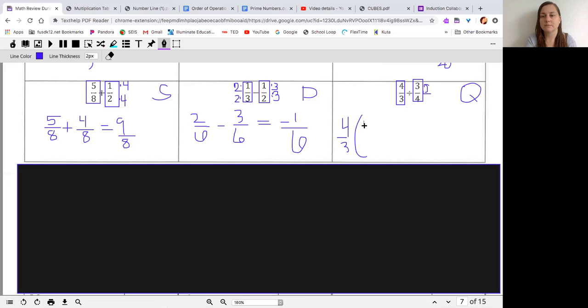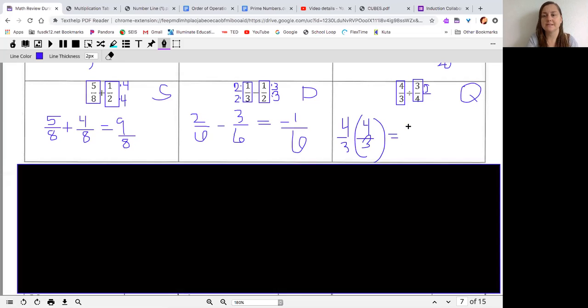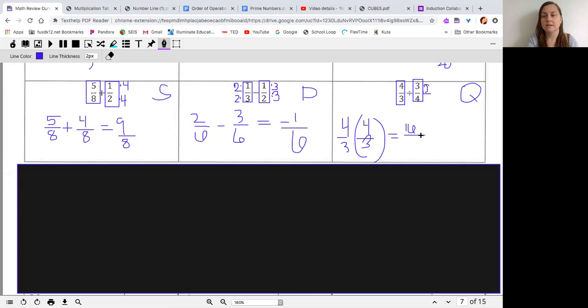times 4 over 3. And no, they do not cancel out because the 3's are both on the bottom and the 4's are both on the top. That means I need to multiply across. 4 times 4 is 16. 3 times 3, 9. 16 over 9, right? Feel free to convert it to a mixed number, but you don't have to. Okay.